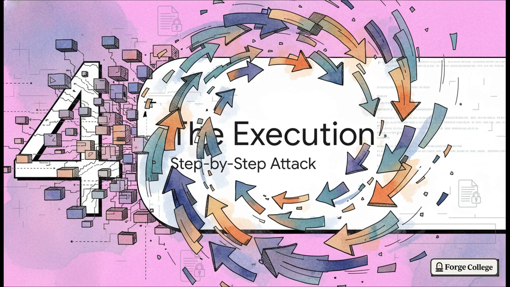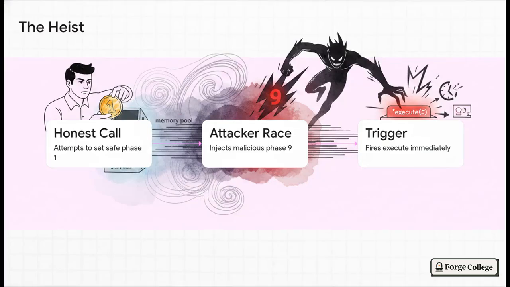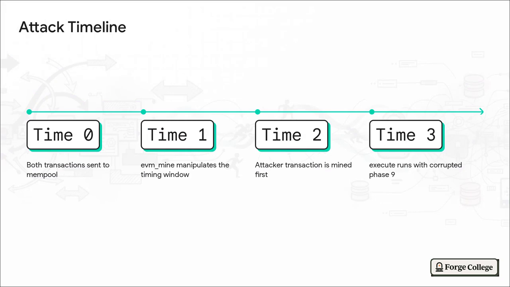Section 4, the execution. Time to run this step by step. Here is the exact choreography of the heist. Step 1. A completely honest actor tries to play by the rules and sets a safe phase. Let's call it phase 1. But step 2, our attacker is lurking in the mempool. They simultaneously race a transaction to inject a malicious phase, phase 9. Then, step 3. Before that honest transaction can lock in and secure the state, the attacker immediately triggers the execute function. Let's map that out on a timeline.